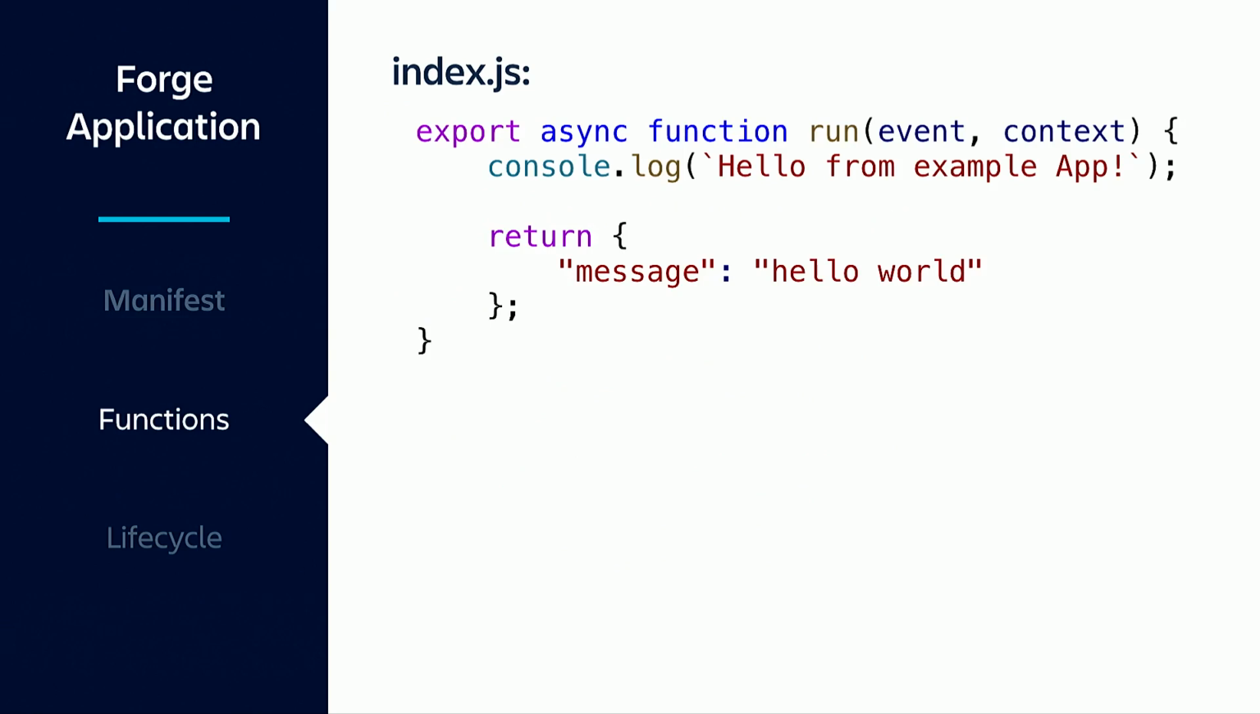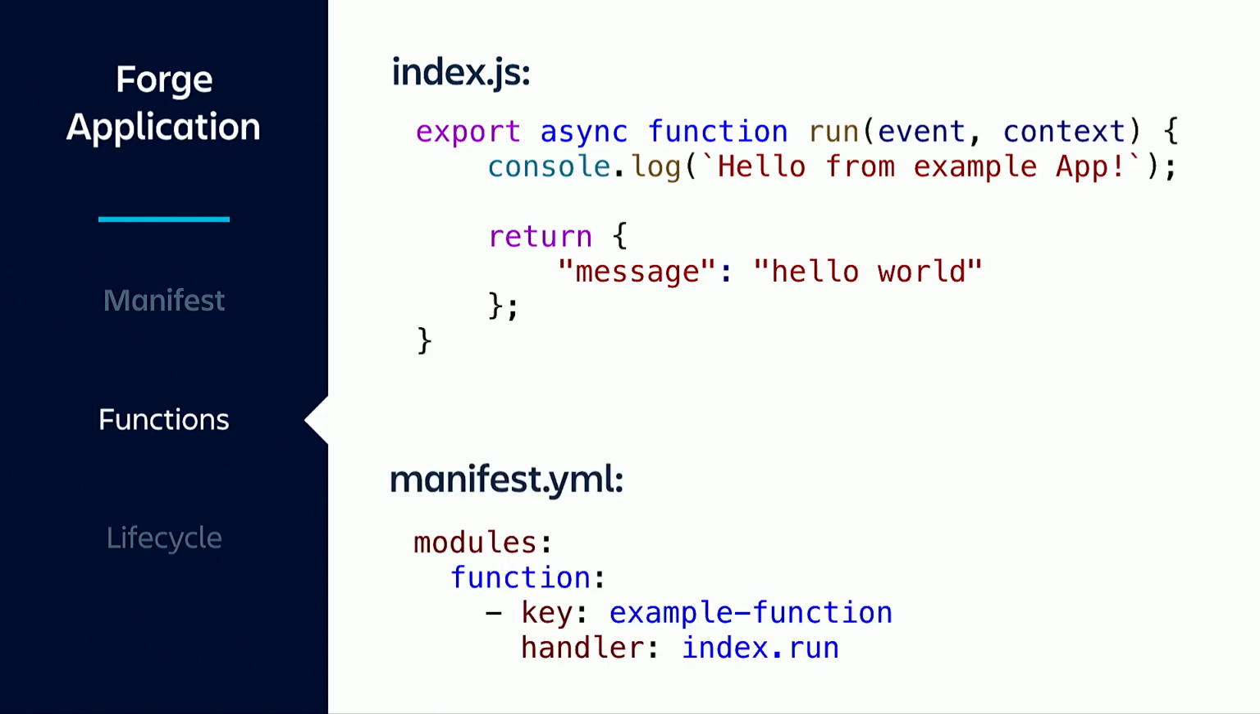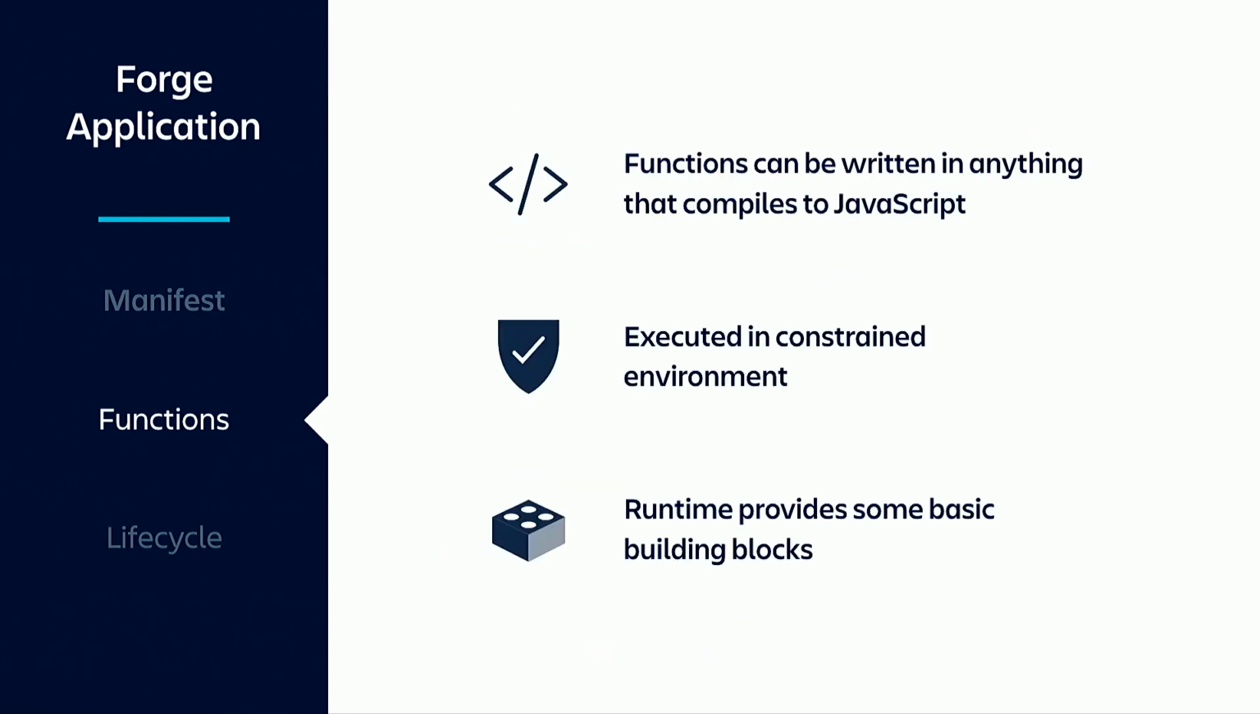So here is an example hello world function. It doesn't do much. If a function is to be invoked by Forge, you need to export it and also declare it in the manifest. Forge requires functions to be written in JavaScript. But since there are many languages that just compile to it, you don't have to use it if you don't want to. Still, JavaScript or TypeScript are the most supported use case, so we recommend using that.